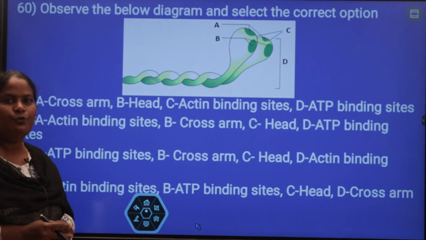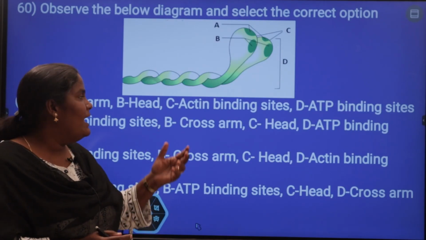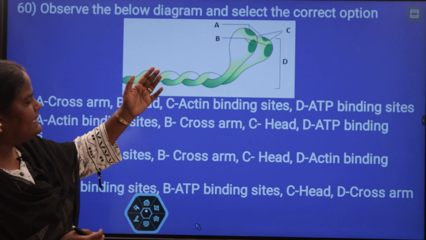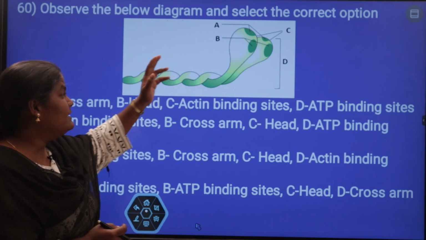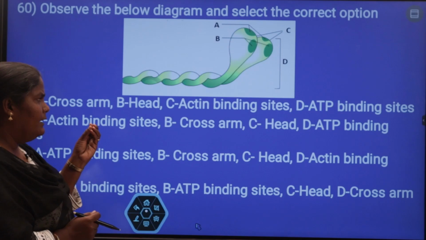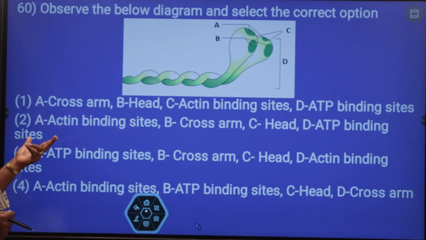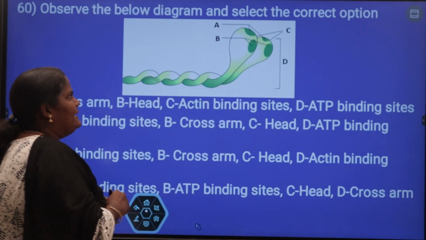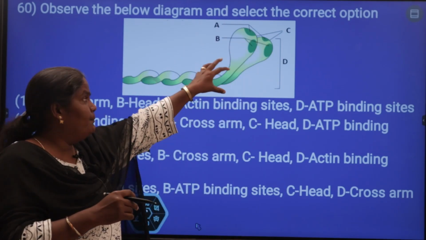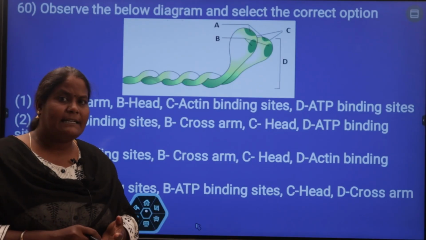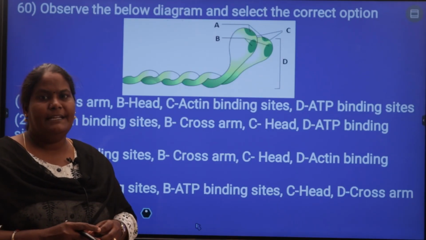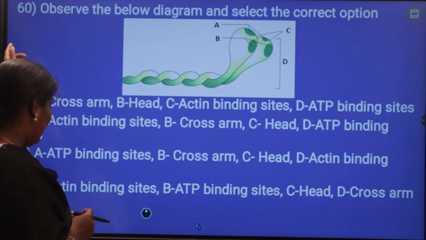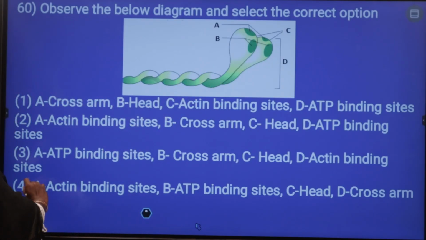Which is from the locomotion and movement chapter. It belongs to the muscle system. Actually, it's a muscular protein. In this structure, they are giving you some options A, B, C, D. You have to look into this. Here, in this cross arm, actin binding sites, cross arm, and everything is here. Here, the A is ATP binding site. There are few conditions here. ATP binding site, actin binding site, cross arm, head region. These are all the common descriptions described here. Based on that, the answer for this question is the fourth one.